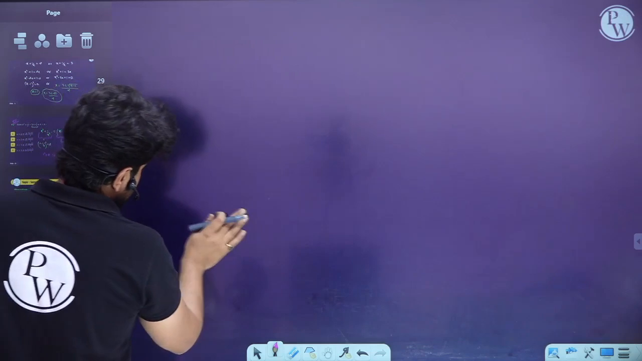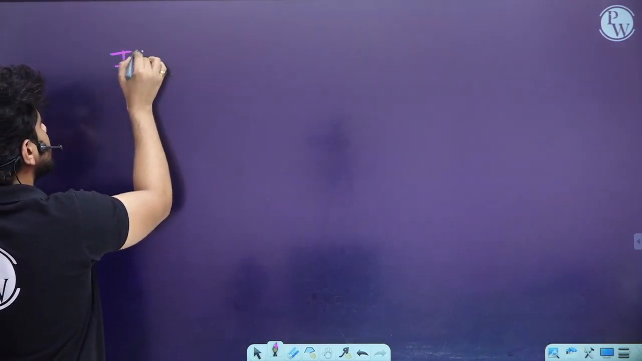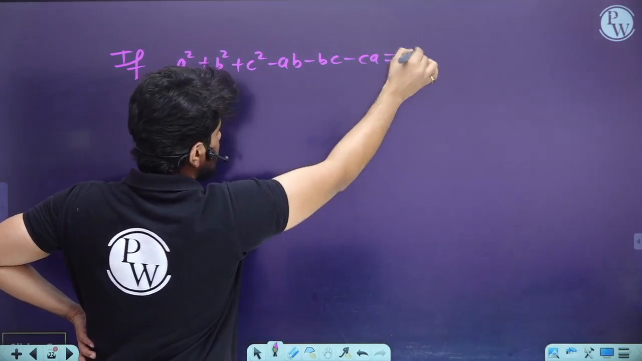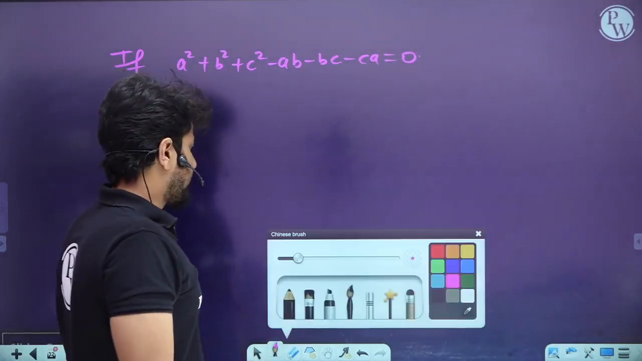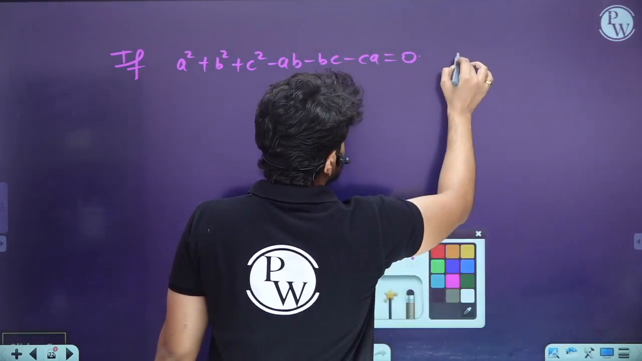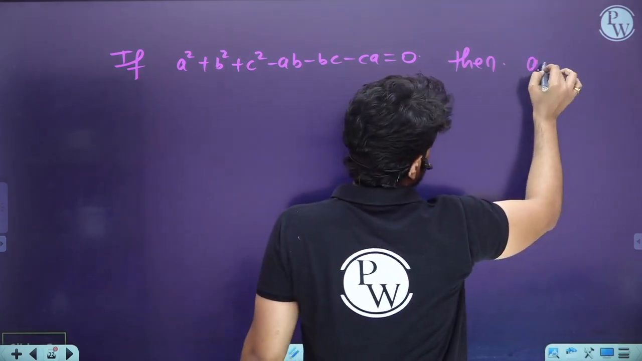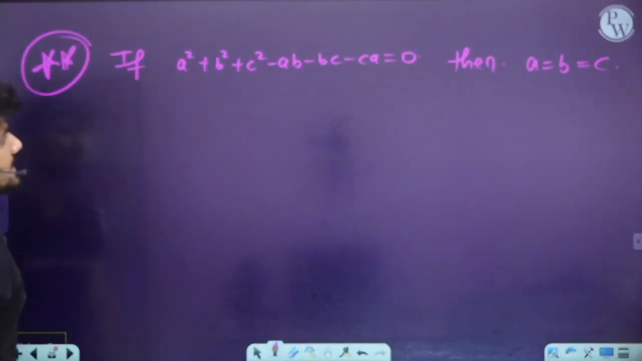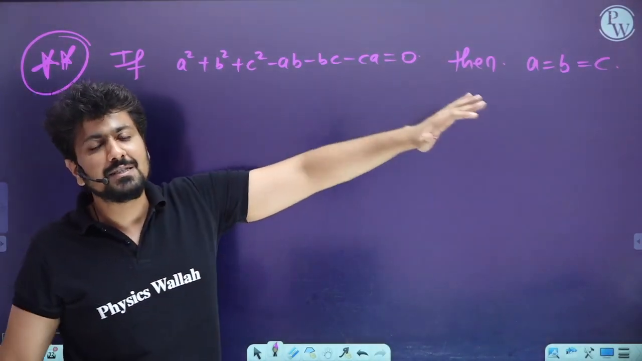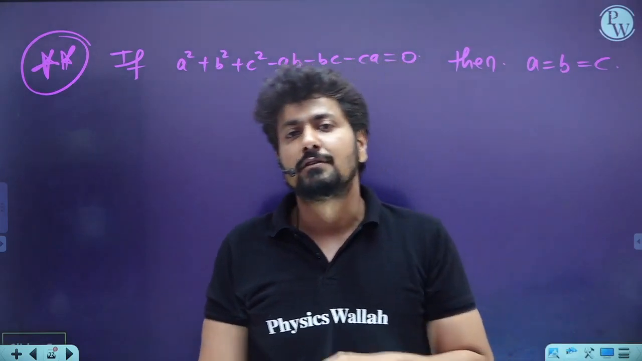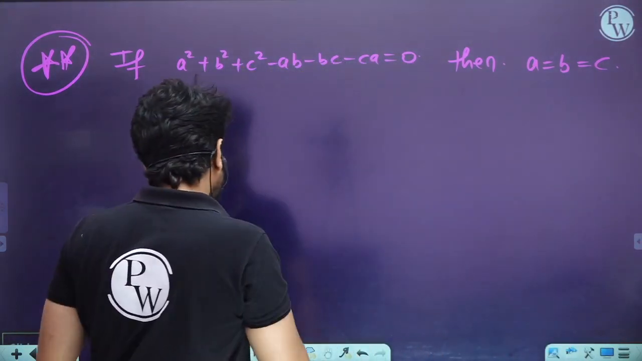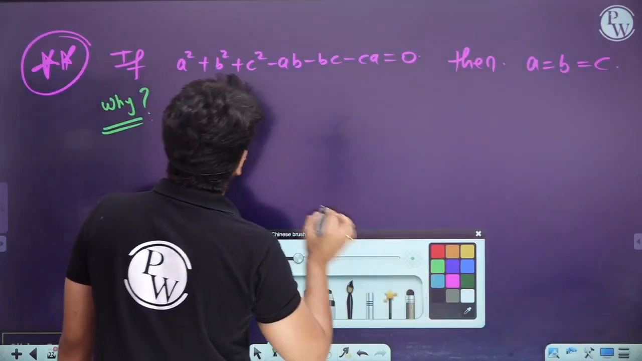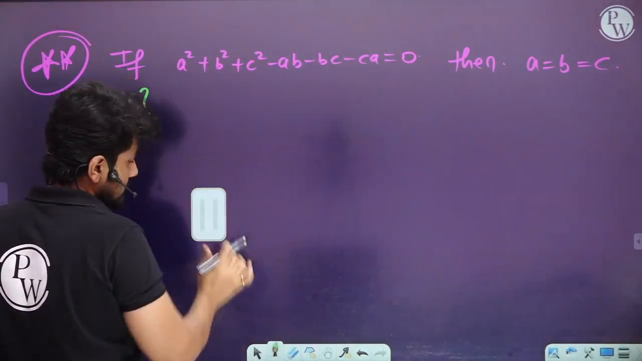See everyone, whenever in the question it is given that a square plus b square plus c square minus ab minus bc minus ca is equal to 0, then a is equal to b is equal to c. It is 0 only if a, b, c are the same. A square plus b square plus c square minus ab minus bc minus ca will become equal to 0 only if a equals b equals c. Now the question is why? See, it's very much self-explanatory that we know.